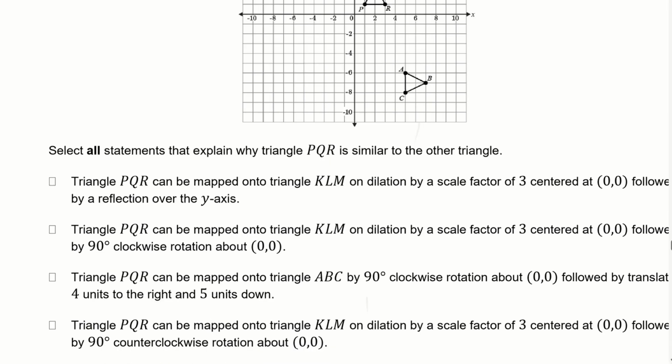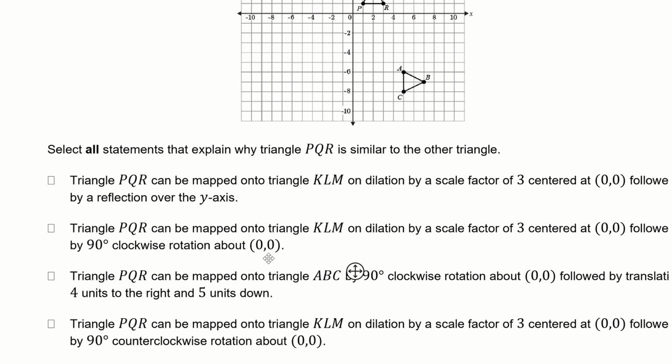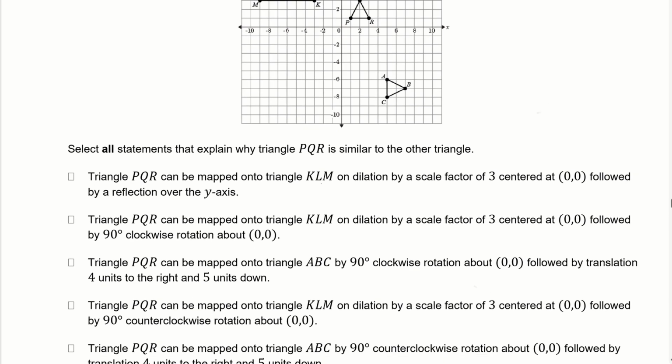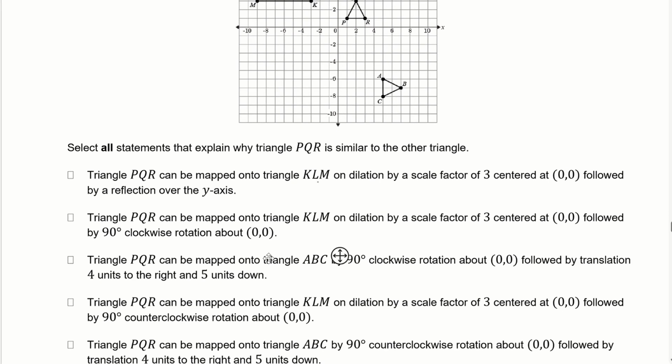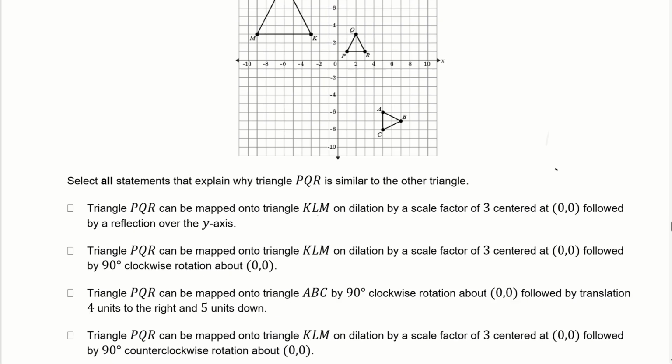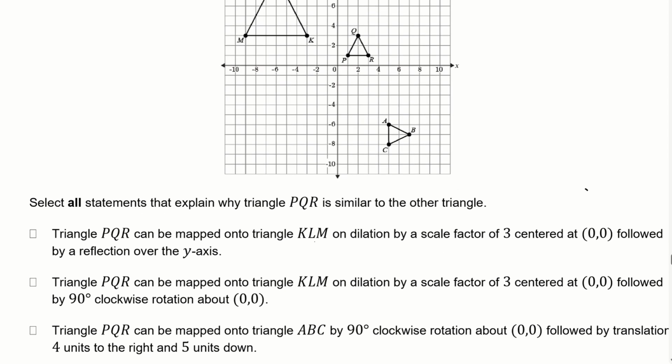Okay, so it says triangle PQR can be mapped onto triangle KLM on dilation by a scale factor of 3, centered at 0, 0, then followed up by a reflection over the y-axis. Okay, so there's a lot of stuff going on here. So let's see, PQR. Let's just test one of these. So PQR, the coordinates of R are 3, 1.